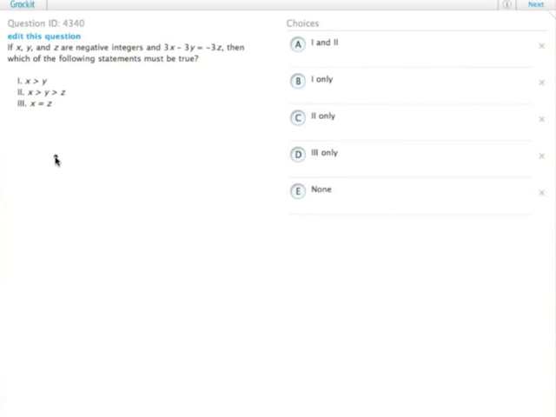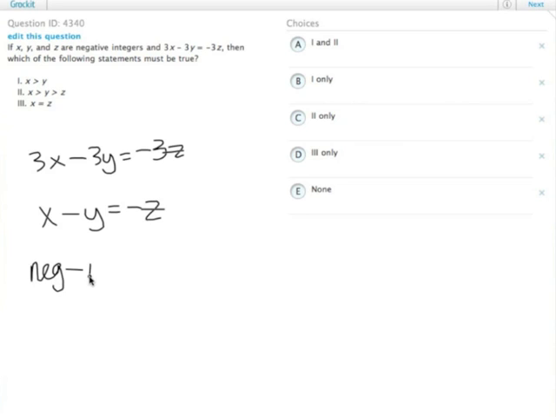So x, y, and z are all negative. 3x minus 3y equals negative 3z. If we divide all of these elements by 3, just to simplify it, we get x minus y equals the opposite of z. What this tells us is that since z is negative, we have a negative minus a negative equals a positive number, because since z is negative, negative z becomes a positive number.